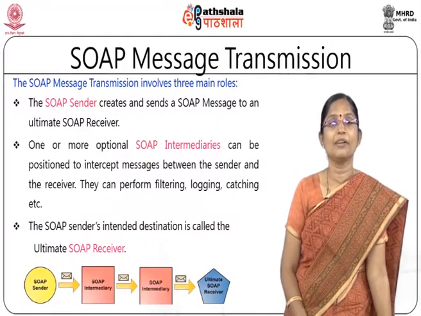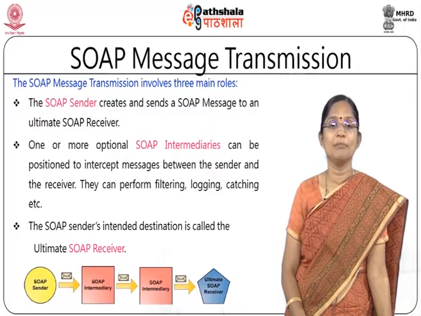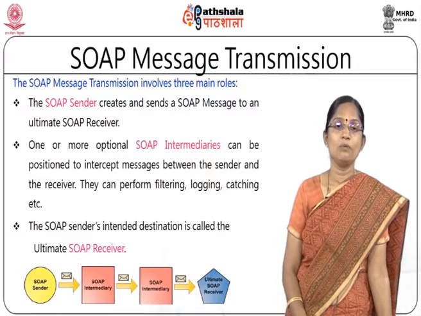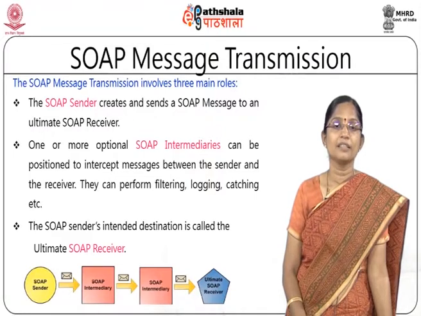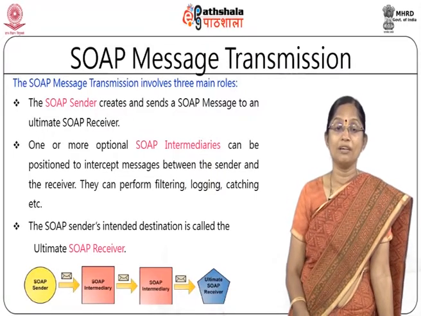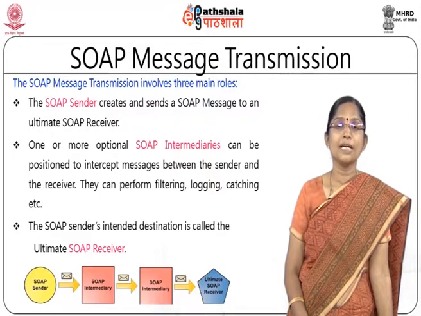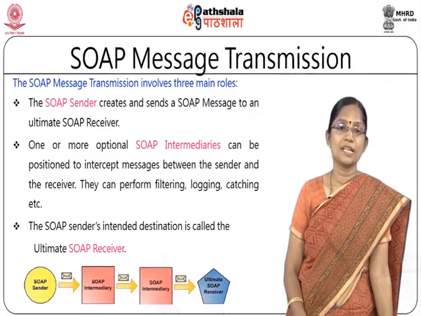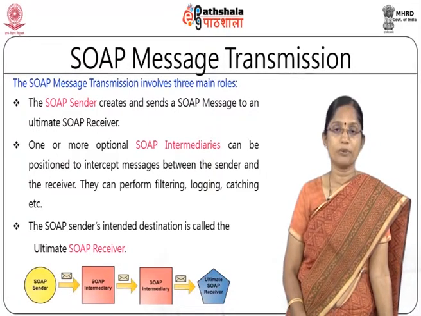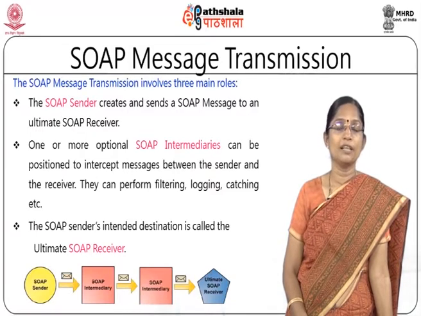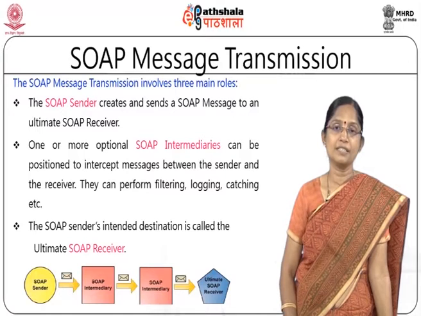The SOAP sender creates and sends a SOAP message to an ultimate SOAP receiver. So you can see one sender there, you can see one receiver there. Apart from the SOAP sender and receiver, one or more optional SOAP intermediaries can be positioned. These intermediaries can intercept the messages which are transmitted between the sender and the receiver. Sometimes they may perform filtering, logging, caching, etc. The SOAP sender's intended destination is the SOAP receiver, but between these two there is a possibility that some SOAP intermediaries can occur.